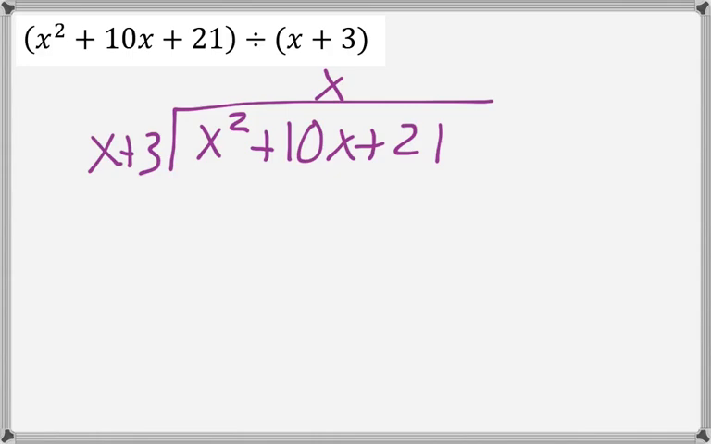So we put the x up top, and then just like before, we take what we just wrote and we multiply it by the divisor. Our divisor has 2 terms here, so we want to make sure to take the x at the top times each term in the divisor. So x times x is x squared, and x times 3 is 3x.